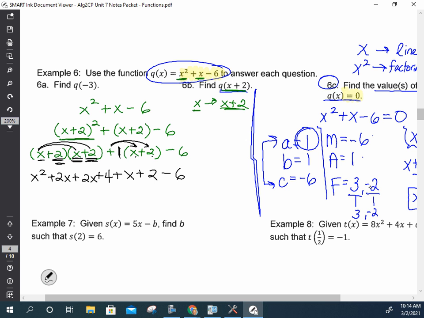So now all that's left is to combine all of our like terms. So x squared stays x squared. 2x plus 2x plus x is 5x. 4 plus 2 is 6. 6 minus 6, well, that's 0. So that's your final answer.